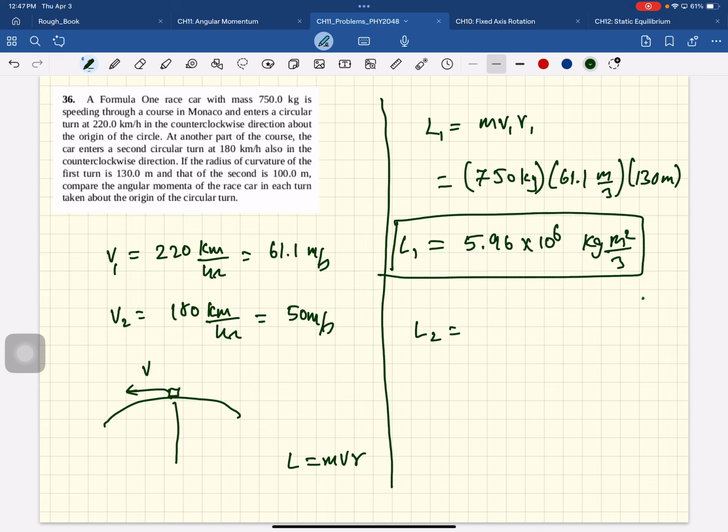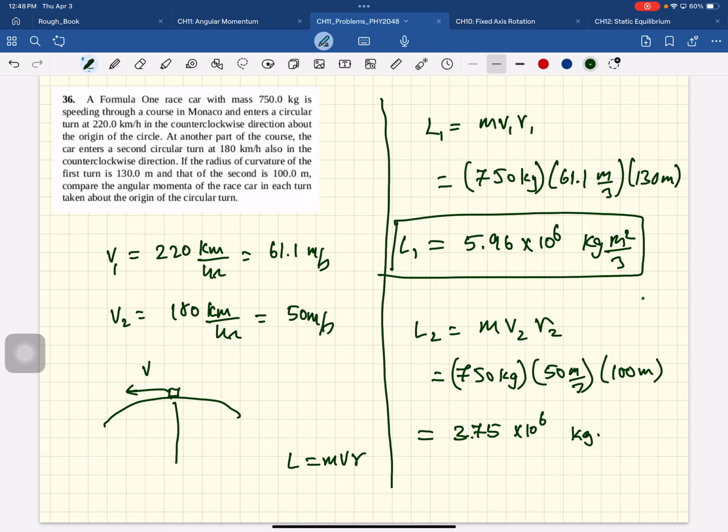Similarly, the angular momentum about the second turn is m v2 r2, and this is equal to 3.75 times 10 to the power 6 kg meter squared per second. Okay, those are the angular momenta.